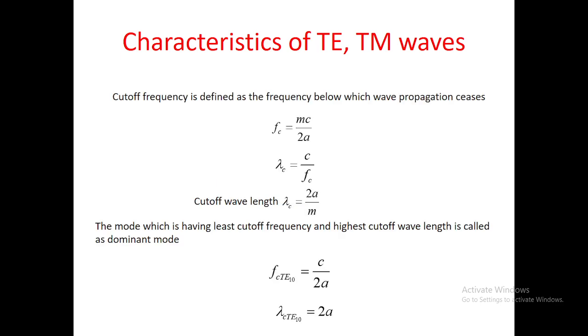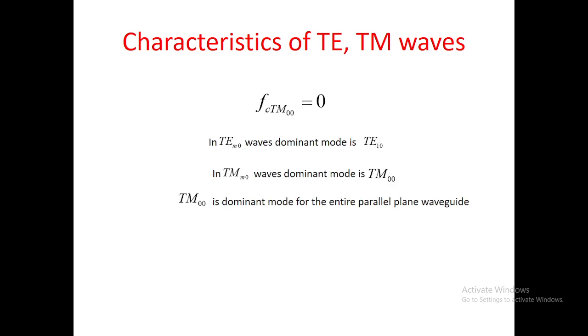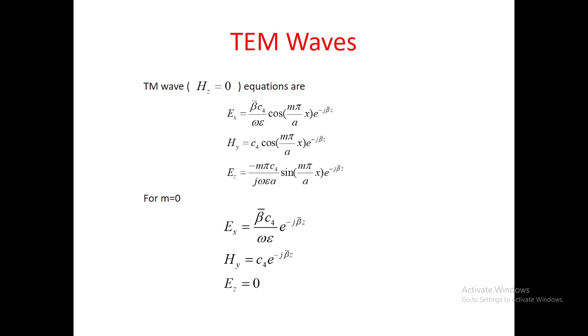Coming to the dominant mode, what is the dominant mode? The mode which has the least cutoff frequency and highest cutoff wavelength is called the dominant mode. In TE mode, the least possible mode is TE10. In TM mode, the least possible mode is TM00. Out of these, TM00 mode has the least cutoff frequency, so the dominant mode between two conducting walls, called a parallel plane waveguide, is TM00.